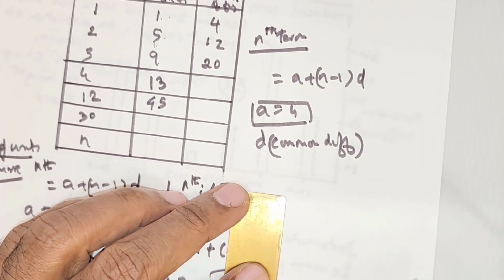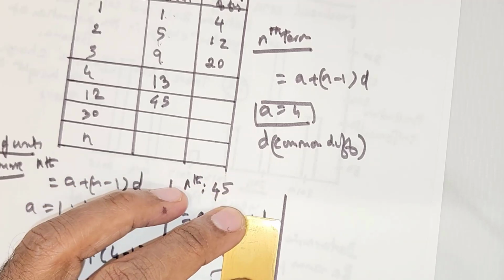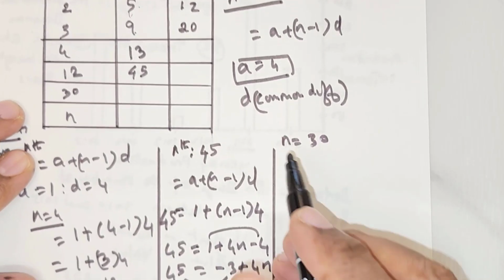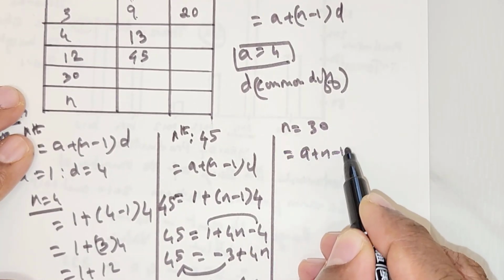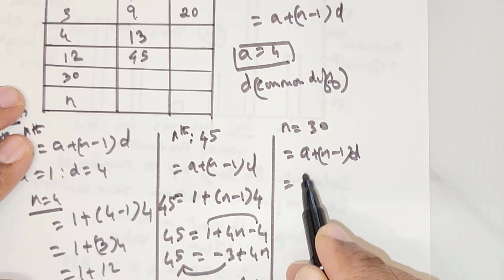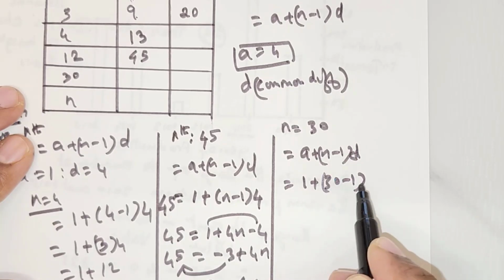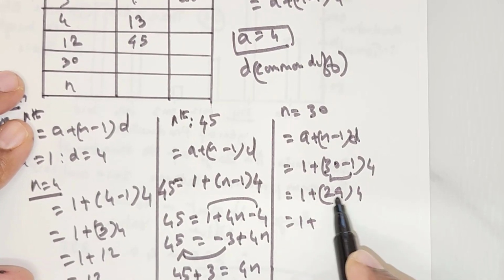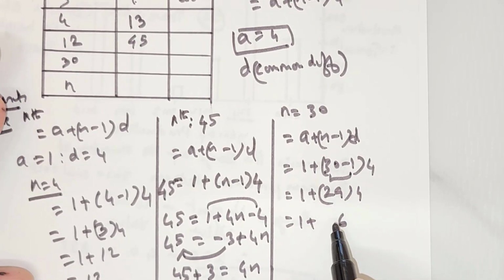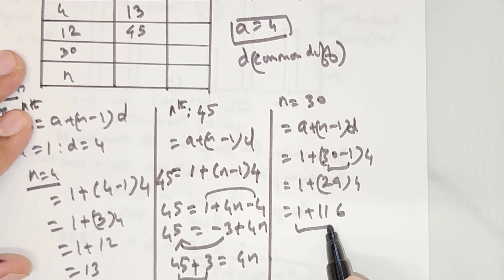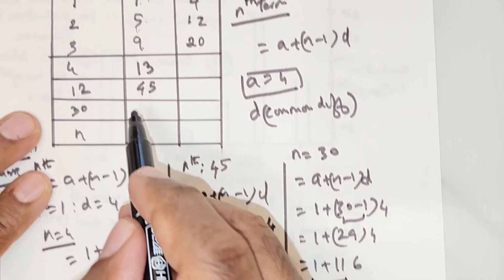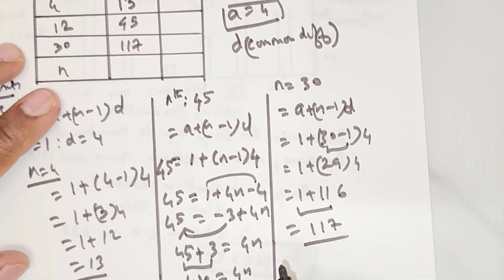So that is done. Now for n is equal to 30, we need to find the value. Write the formula a + (n − 1) times d. My a is 1, n is 30, and my d is 4. This is 1 + (30 − 1), which is 29, multiplied with 4. 9 4s are 36, 2 4s are 8, 9, 10, 11. You add these two together, you get 117. Right, so 117 is the value.